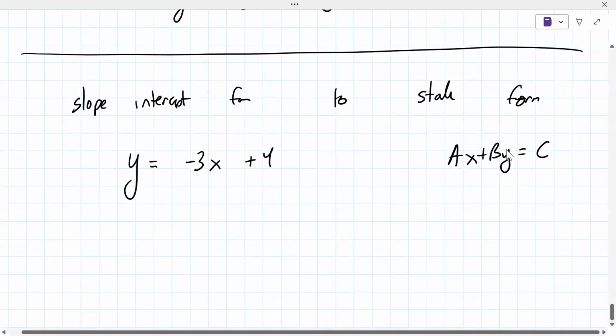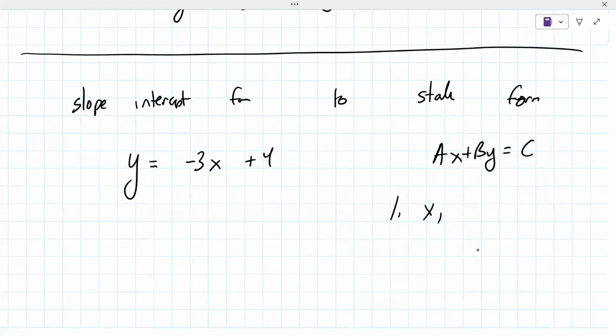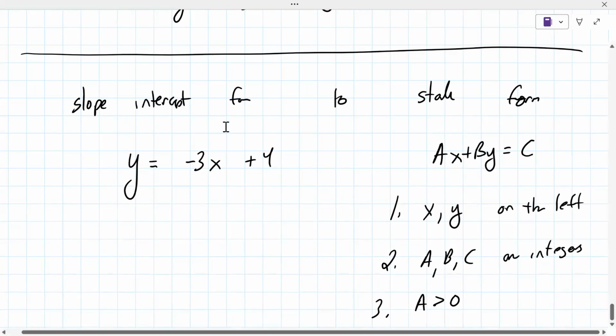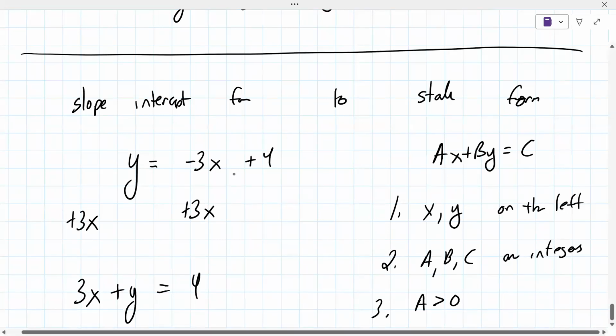Now it has three important characteristics that make it standard form. The first is that x and y are on the left. The second is that a, b, and c are integers, which means no fractions, no decimals. The third is that a is greater than 0. It seems like a lot, but you're going to see through the examples that it's not that much. We're going to first add 3x to both sides and then rewrite. So 3x plus y equals 4.